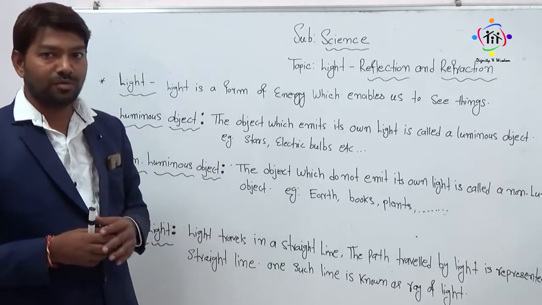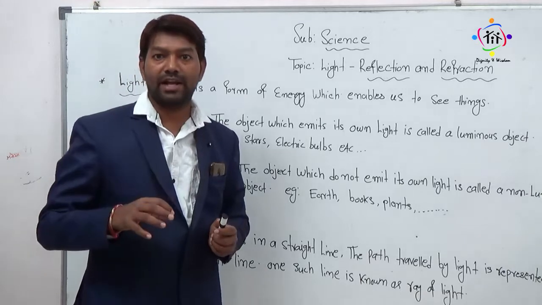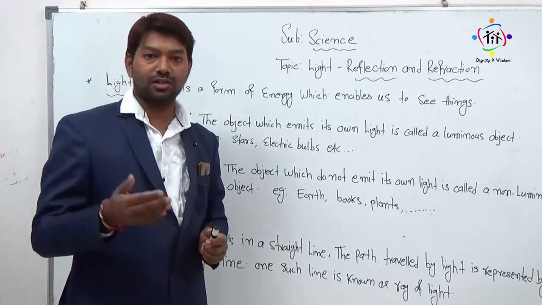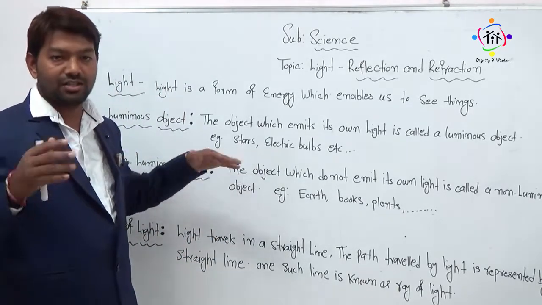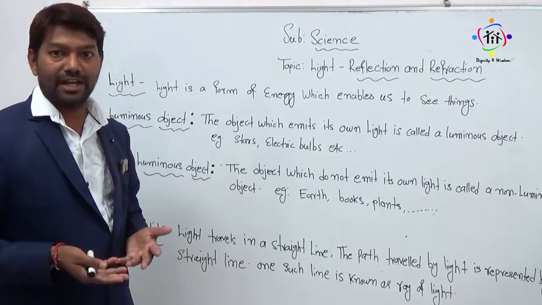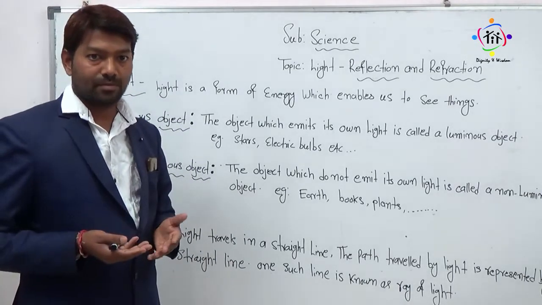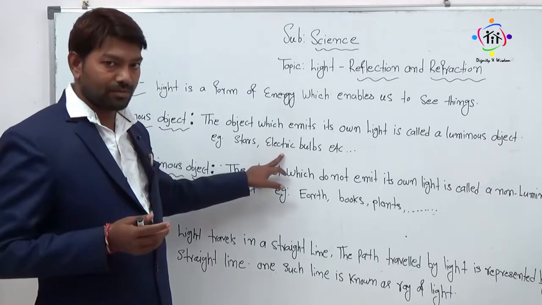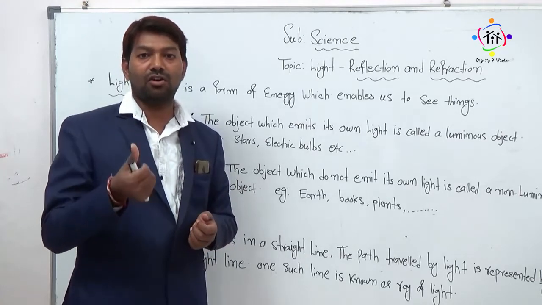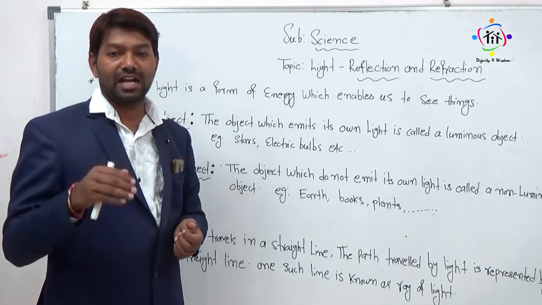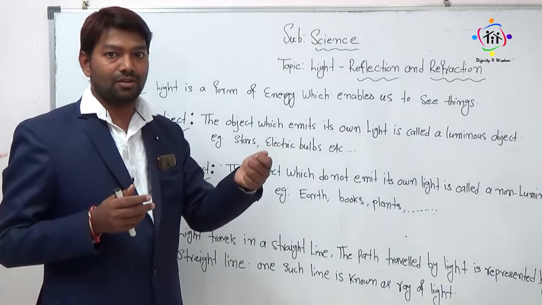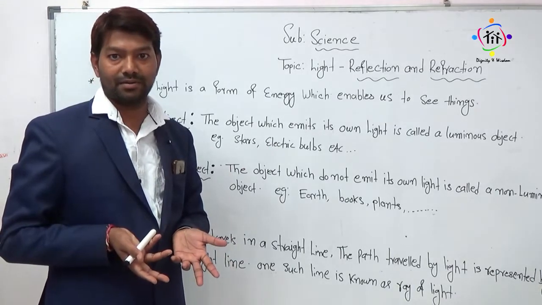A luminous object means any object which emits its own light, having its own energy to produce light. You can see the sun or stars in the sky. They have their own light. They don't need any extra light to be visible, right? Stars and electric bulb: you may have an electric bulb in your home. When you switch it on, it will start giving light. That is a form of energy. So to see the light, you don't need any extra light.